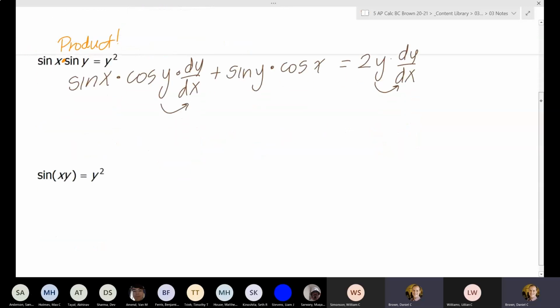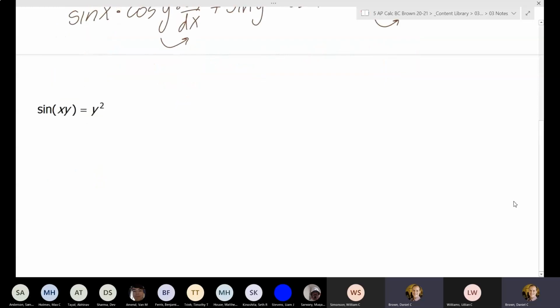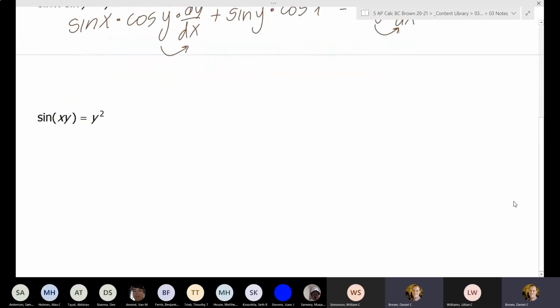And then I have this last one. Looking at this last one, this is the sine of x times y. I think this one's the trickiest one because we do have to worry about the chain rule. And then inside the chain rule, we have a product because this is the sine of x times y.